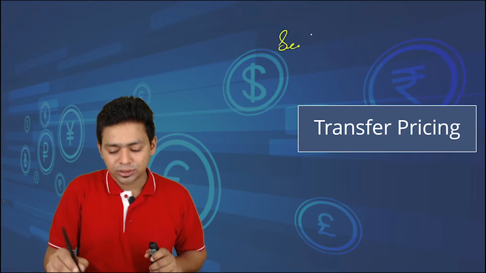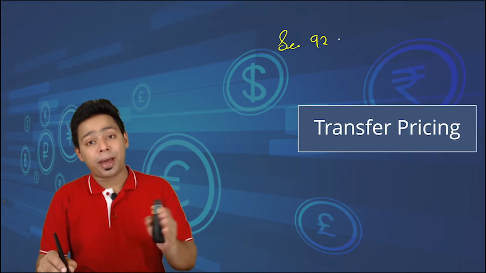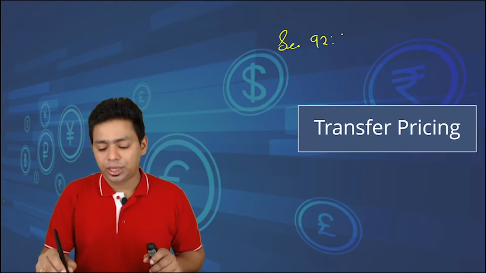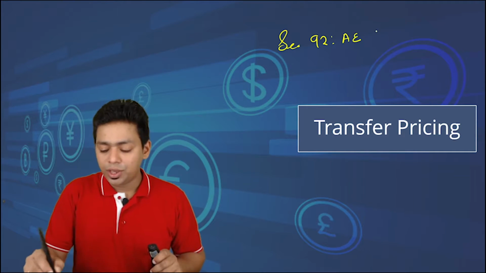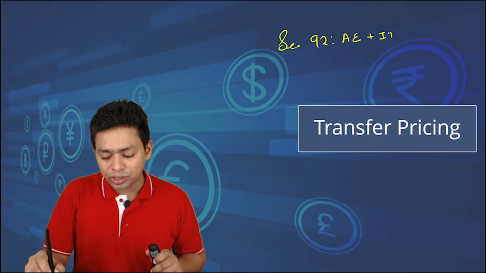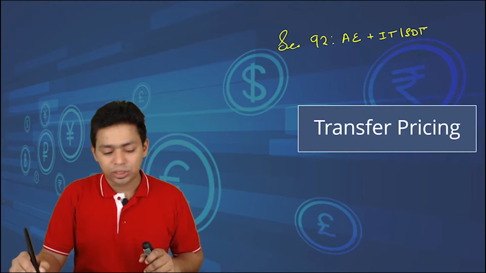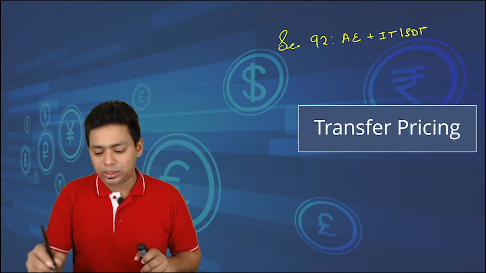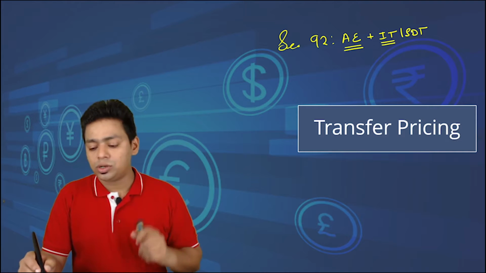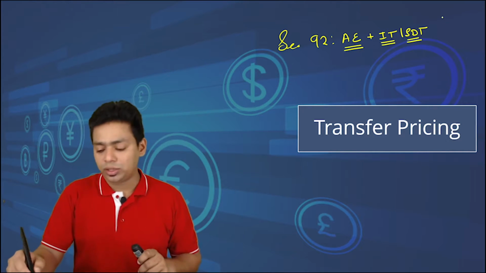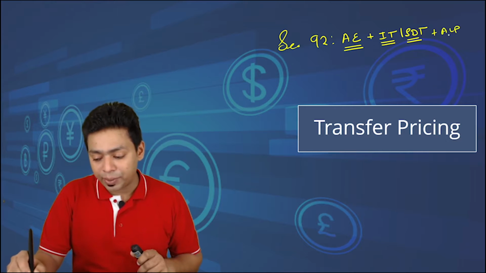So far we have discussed section 92, which is the charging section of transfer pricing, which gives a parameter. Section 92 says if there is an associate enterprise which has entered into an international transaction or specified domestic transaction, then the transaction has to be at arm's length price.